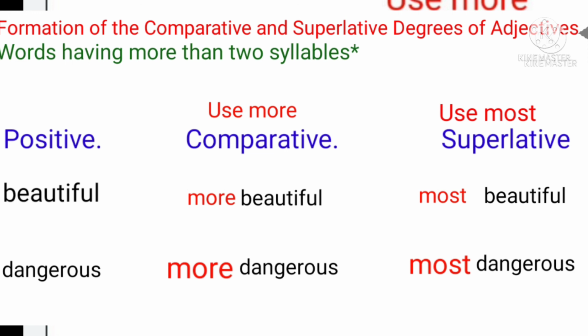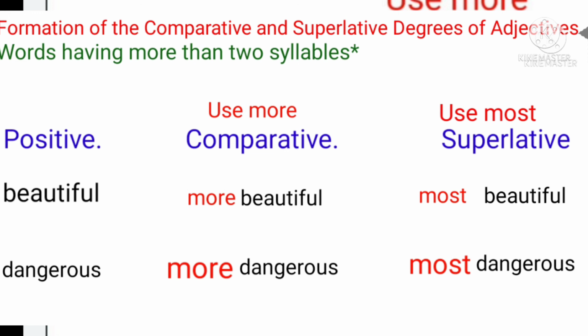So students, remember this: words having more than 2 syllables, how do we use them? We use them with more before them and most before them. More we use under comparison when it is between 2 people or things, and most we use when the comparison is among more than 2 things or persons or groups of people. I hope this is clear to you.